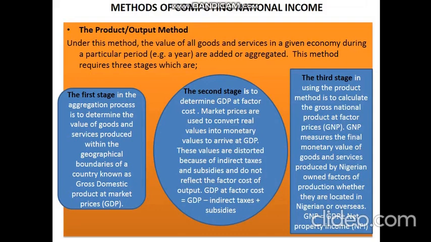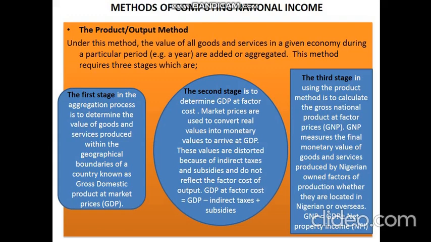Methods of computing national income. The product output method. Under this method, the value of all goods and services in a given economy during a particular period, for example a year, are added or aggregated.